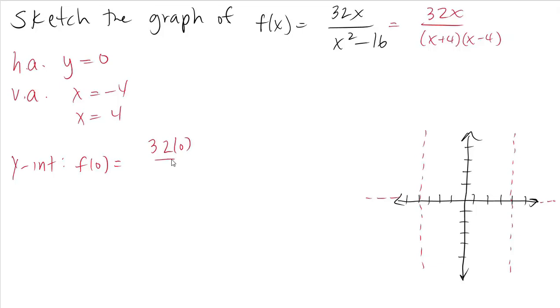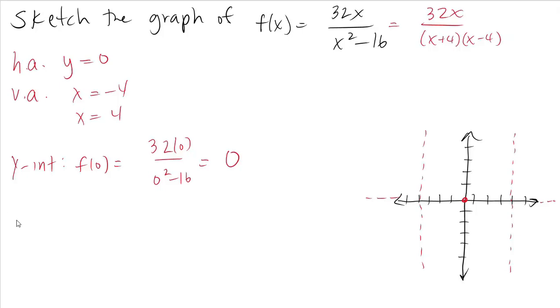That's 32 times 0 over 0 squared minus 16. Well, the numerator is 0 and the denominator isn't, so this comes out to 0. So we get the point (0, 0), and notice that that is a point on the horizontal asymptote. This function actually crosses through its horizontal asymptote. Functions can touch their horizontal asymptotes, they cannot touch the vertical asymptotes.